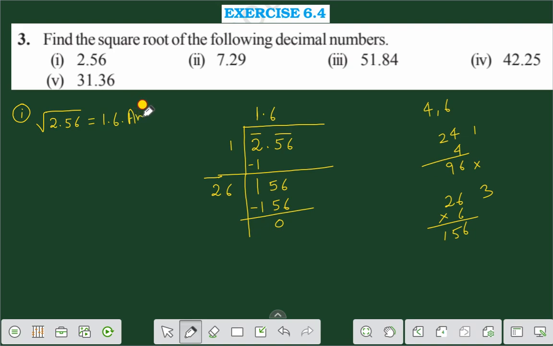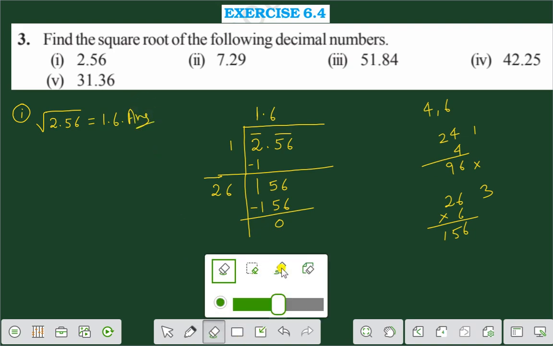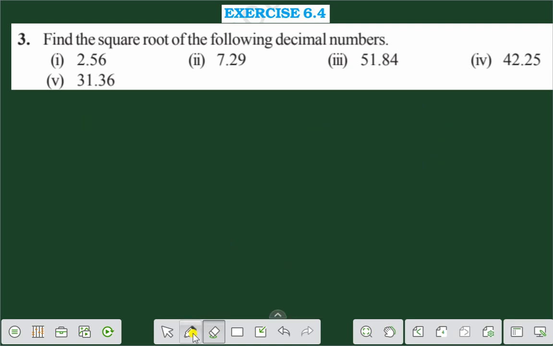Now, we'll solve question number 2. Question number 2 here is 7.29. To find the square root of 7.29, first write the number 7.29. Give the bars, this bar and this bar.